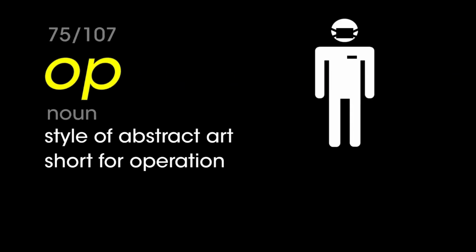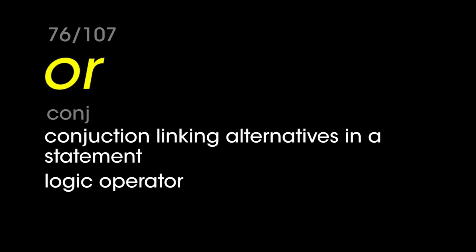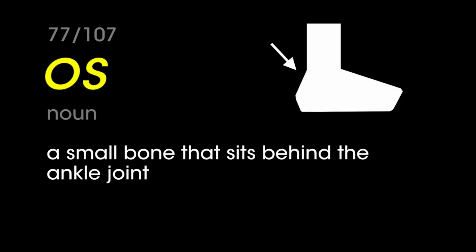On, physically in contact with, or supported by. Op, style of abstract art, apparently. I didn't know that. That sounds cool. It's short for operation. Or is a conjunction, linking alternatives in a statement. And for that reason, it's also a logic operator, which some of you comp sci people might know. Os. It's a small bone that sits behind the ankle joint. Interesting.